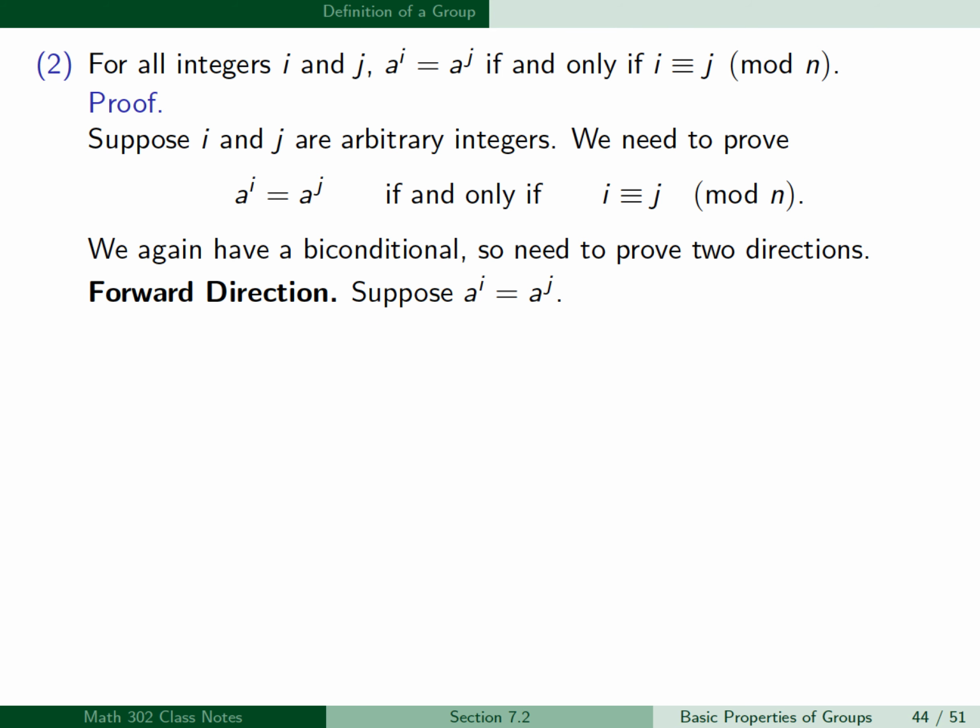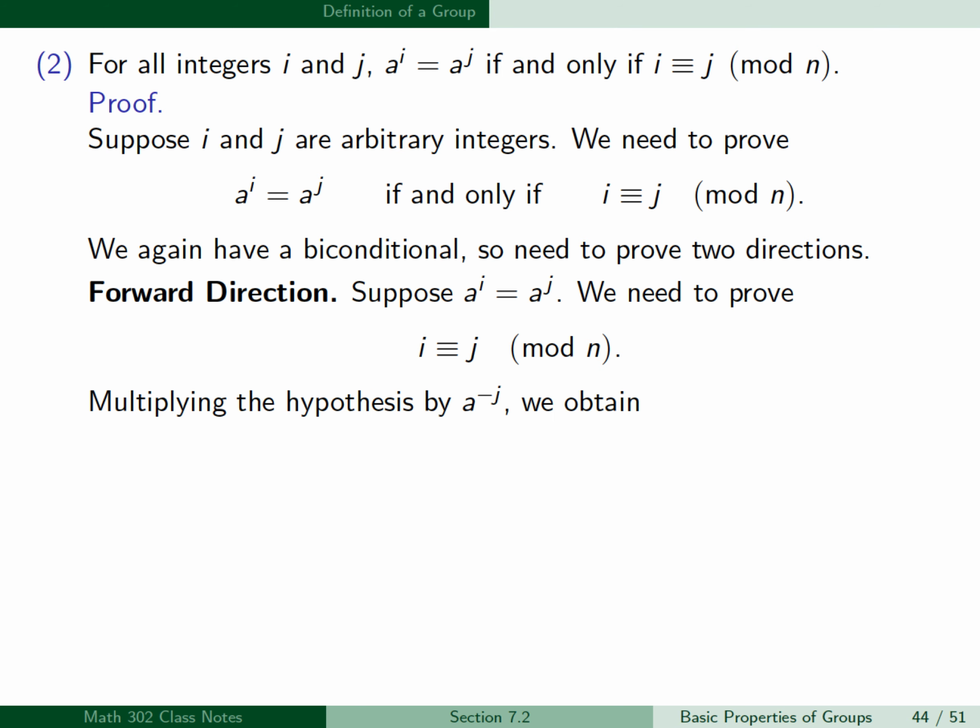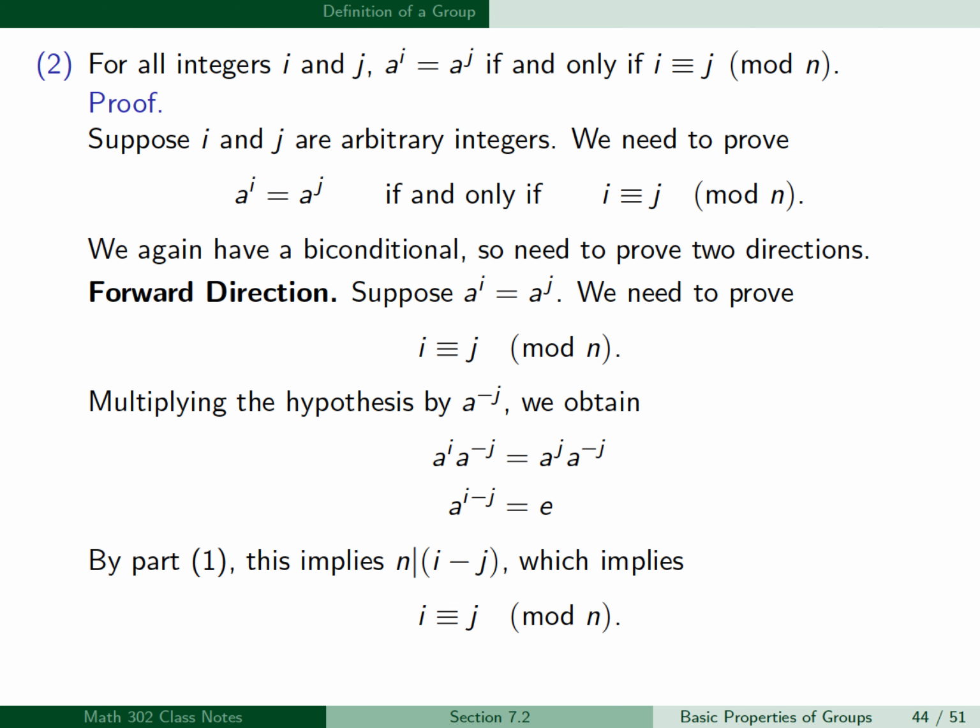So we have to again prove both directions. For the forward direction, we'll suppose a to the i is equal to a to the j, and we need to prove i is congruent to j mod n. Now multiplying our hypothesis by a to the negative j, we obtain a to the i times a to the negative j is equal to a to the j times a to the negative j, and this is a to the i minus j equals a to the 0, which is the identity. Now by part 1, since a to the i minus j is equal to the identity, this implies n divides i minus j, which implies that i is congruent to j mod n. And this proves the forward direction.